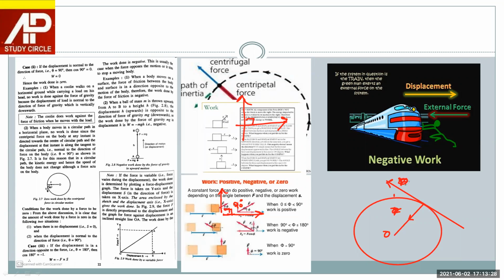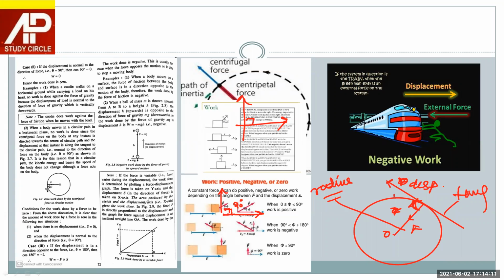So this is the direction of motion or displacement, and this is the force acting towards the center. This is the tangent, and this is the radius. Whatever is happening, there is no work done because the force and displacement are at right angles to each other. In a circular path, the kinetic energy, and hence the speed of the body, does not change, although a force acts on the body.